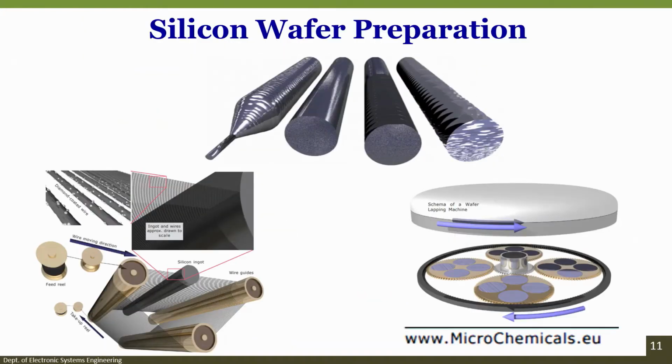Once you do that, you see here there are two schematics, right. One on the left side shows the diamond coated wire, and there are two reels, a take up reel, there are wire guides, and there is a wire moving in a direction. This is a silicon ingot. So with diamond wires you can slice the ingot into many wafers, isn't it. And then once you have these sliced wafers, you do the lapping and polishing.